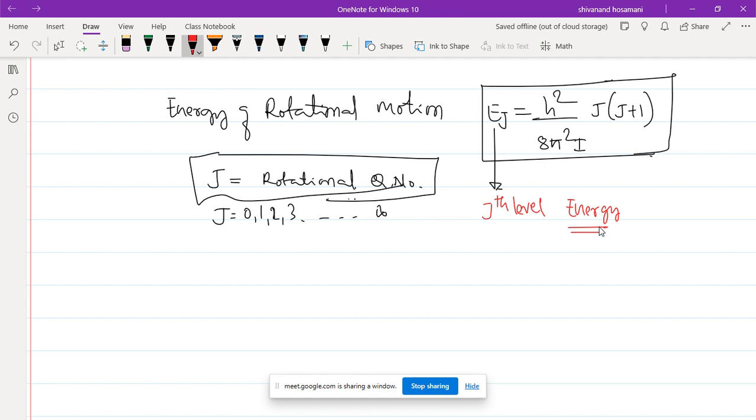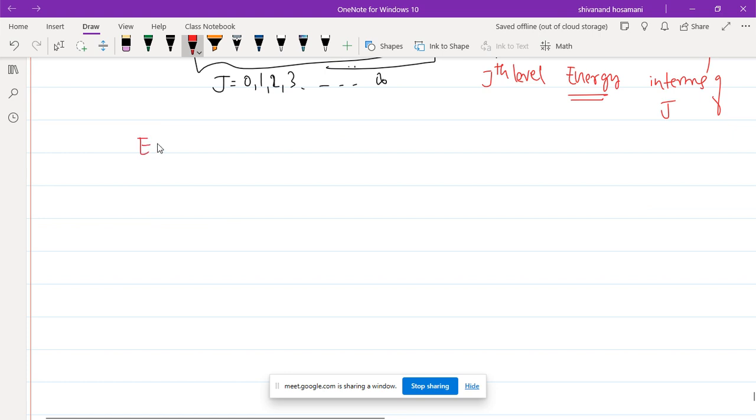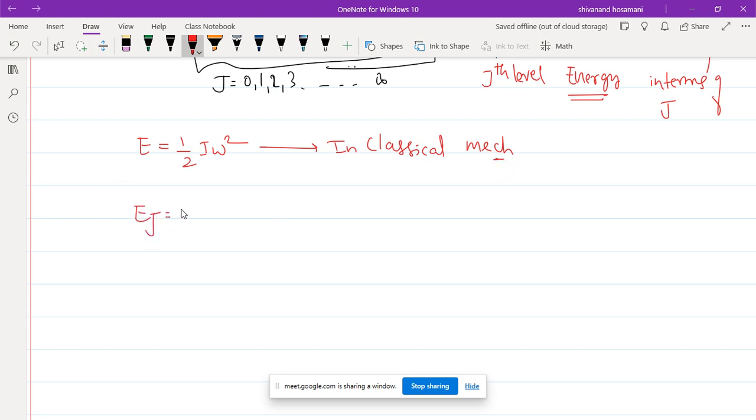The rotational energy of the molecule is quantized. Remember, this is quantized. From classical mechanics, the rotational energy is equal to half I omega square. So this is given by EJ is equal to what we wrote there.